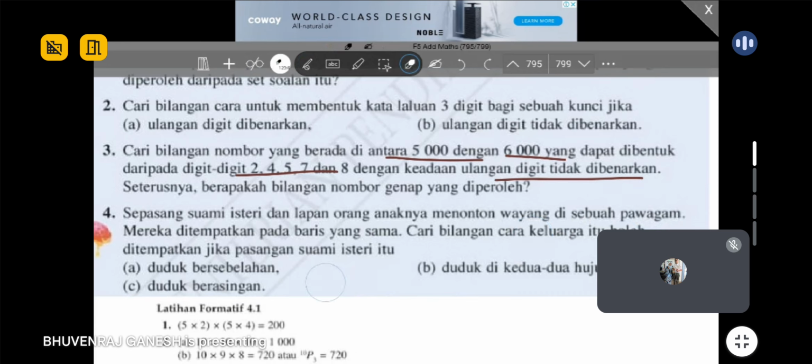Now they ask how many even numbers. Berapa bilangan nombor genap. So how many can I find? Again, 1, 2, 3, 4. Nombor genap means that 2, 4, 8 at the back. So how many will I have? This one got restriction already. Ada syarat. So anyone? What will be your answer for the number of even numbers?